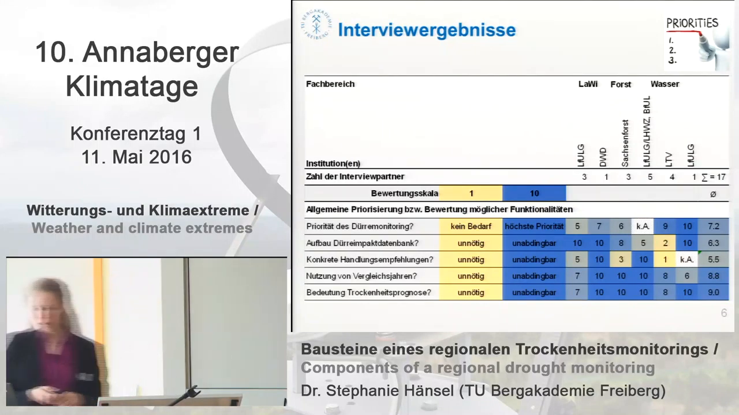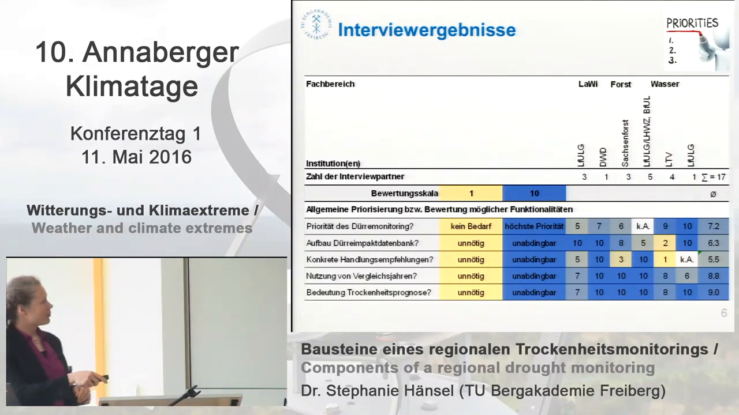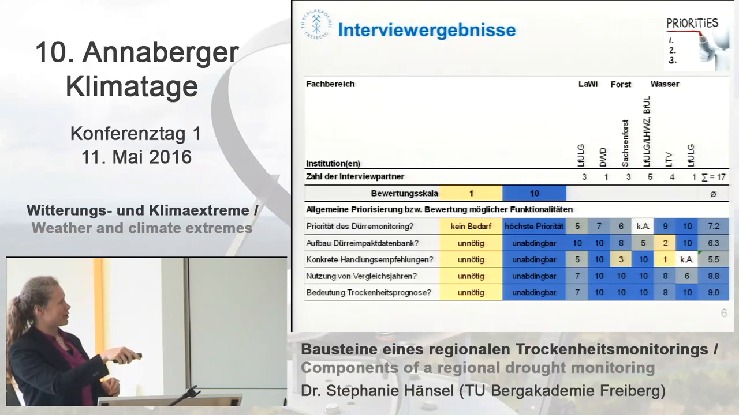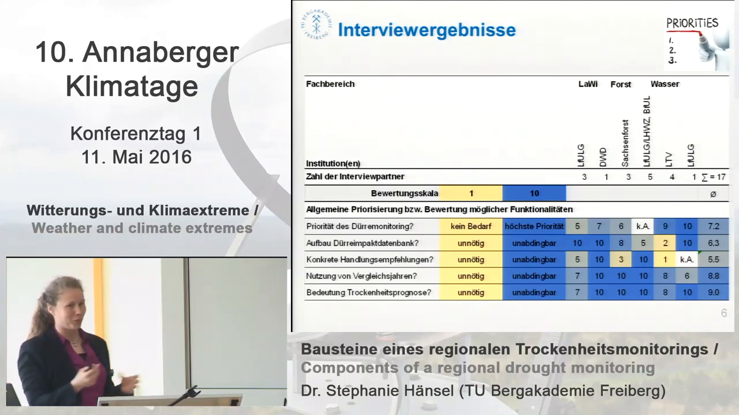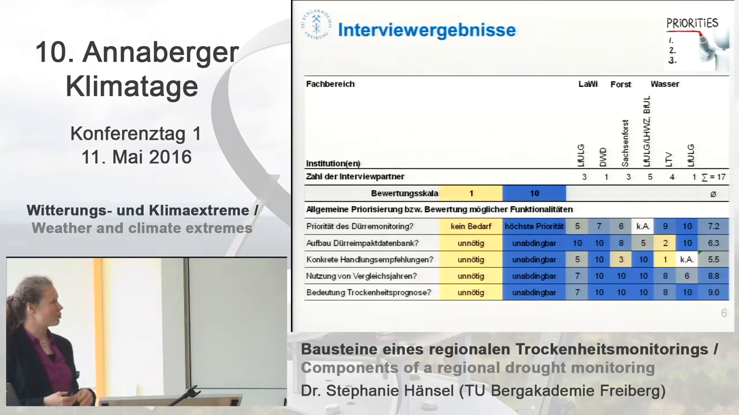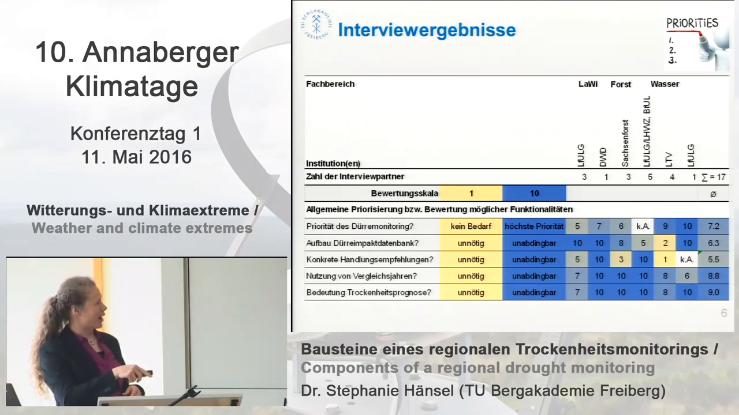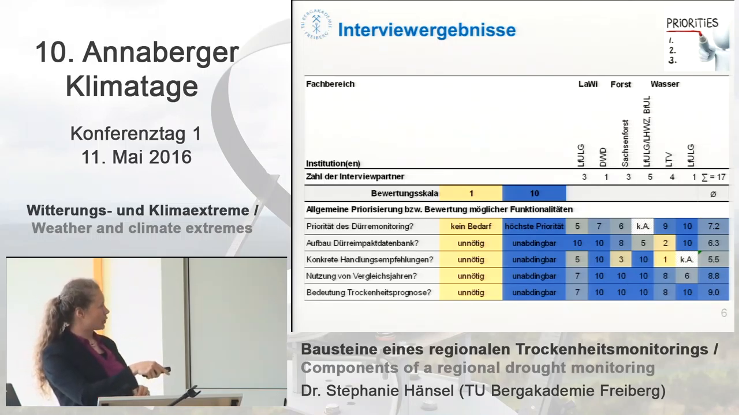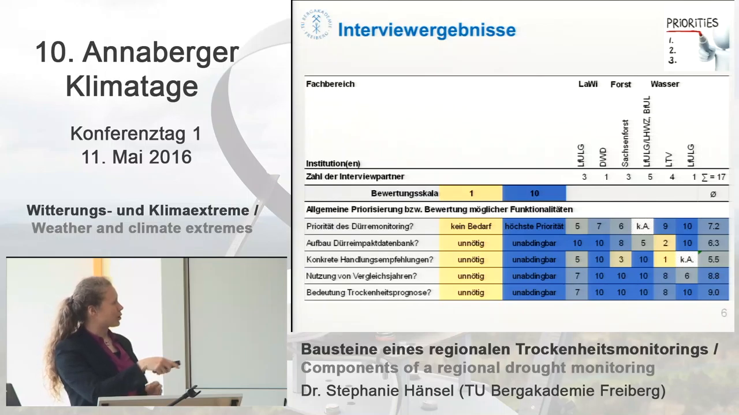This is a selection of interview results, interview findings. First of all, who was interviewed? Agriculture, we had two interviews. In forestry, it was one talk, one interview. In terms of hydrology and water, we had three interviews, with several interviewed partners each time. We had an open item list with our questions, and they were asked to give their opinion. Then we had questions with an evaluation scale from 1 to 10.